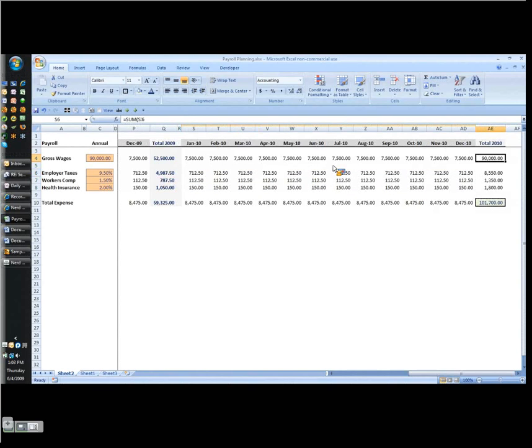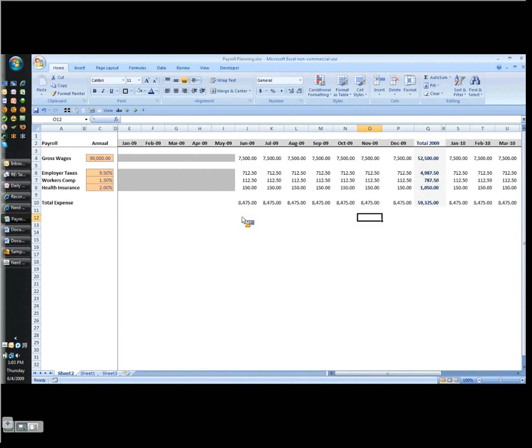And now I can see, looking at 2010, which is a whole year, I can look at my totals and see I've got my $90,000, and the true annual cost of paying somebody $90,000 based on these assumptions is going to be $101,700. And notice I've given it some formatting to make it stand out, because that's part of what I really want to see. The next thing to analyze now is, now I know it's going to cost me $8,500 a month to have this employee on payroll.